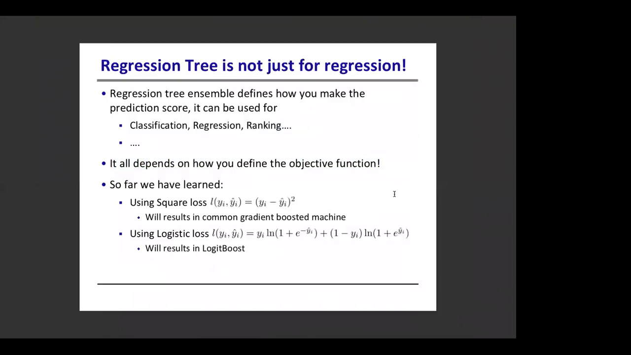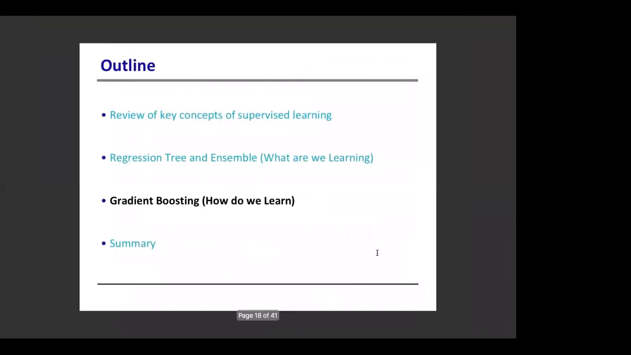Okay, so it all depends on how you define the objective function. We learned that the loss could be square. It's good for regression trees. And in logistic regression, the loss is this. This is basically for the cases where we are trying to do predictions on classes.